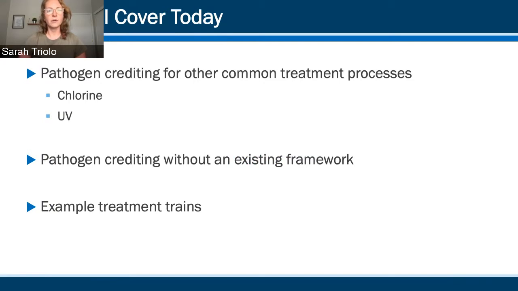And then today we're going to cover pathogen crediting for some other common treatment processes. So we're going to talk about chlorine and UV. I'll also discuss pathogen crediting without an existing framework for people interested in that. And then at the end, just go over an example treatment train.